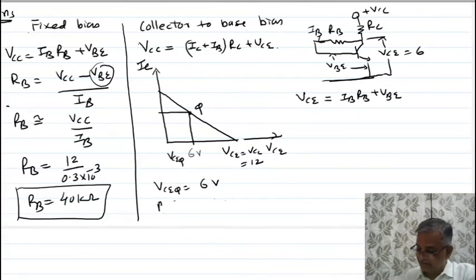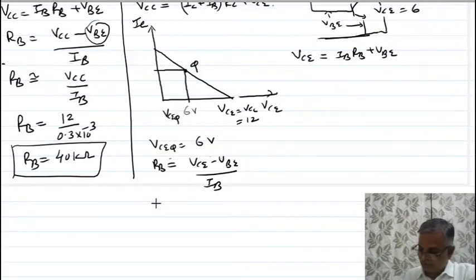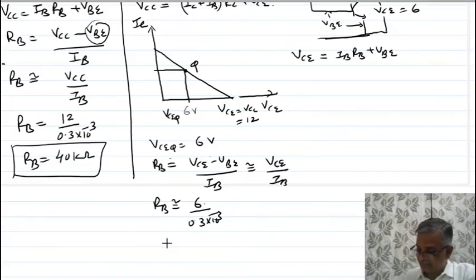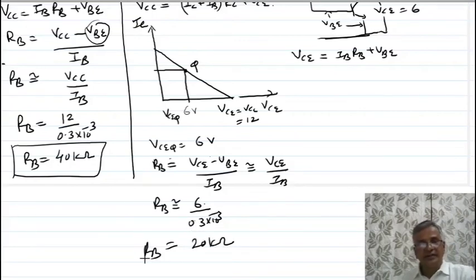So I can write RB is VC minus VB upon IB. So I can write 6 volt, I am neglecting VB, upon 0.3 milliampere. This is nothing but VC upon IB. So this is 20 kilo ohms. It depends upon you whether you want to neglect it or not. Compared to 6 volt, VB is only 0.6, so you can neglect that. So the base current is this.